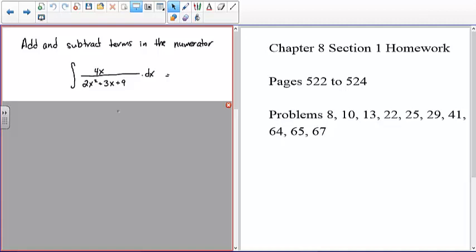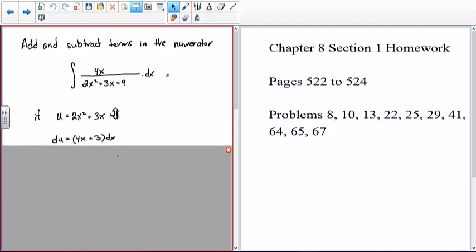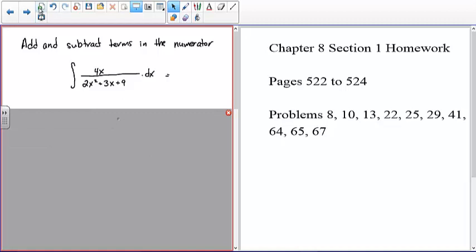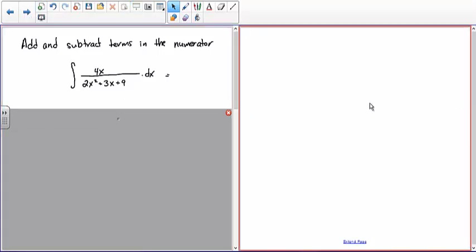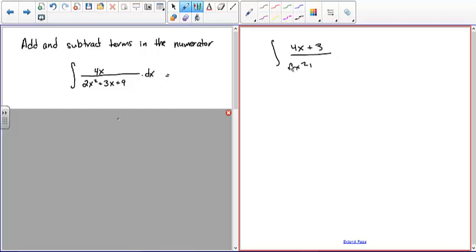So what you could do is, I don't know if I got it written down here. We'll come back. I'll let you get that if you didn't quite get it. But what we can do is add 3 to the numerator. So we end up with 4x plus 3 over 2x squared plus 3x plus 9 dx. And then we'd have to subtract 3. So you just add and subtract the same thing.